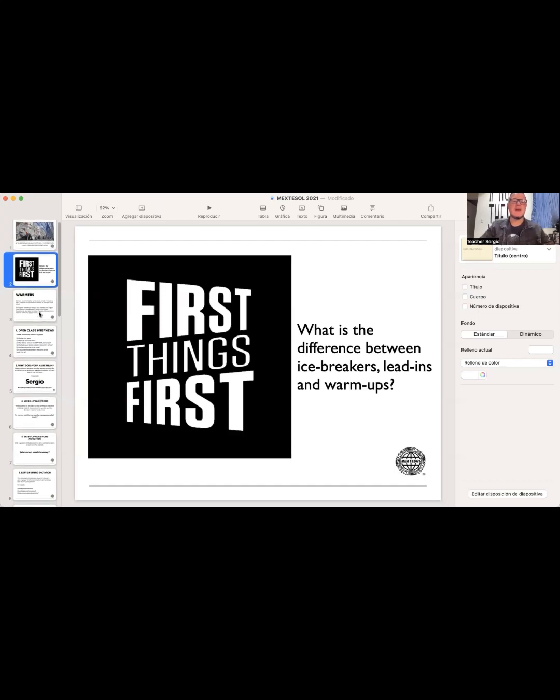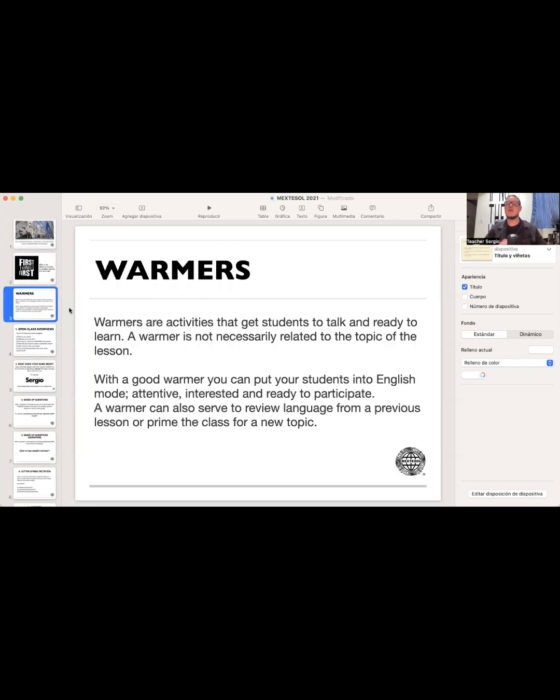We're going to start by talking about warmers, and I will share some ideas with you that you can use in your class. Let us start by saying that warmers are the type of activities that get students to talk and ready to learn. Basically, a warmer is an activity that gets your students into English mode. They will get attentive, interested in your class, and ready to participate.